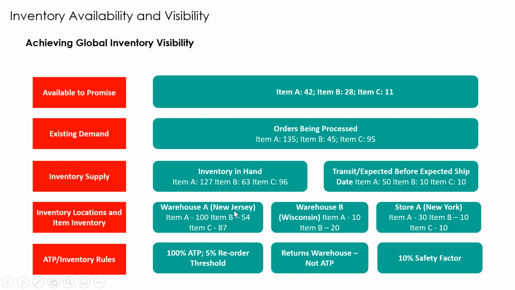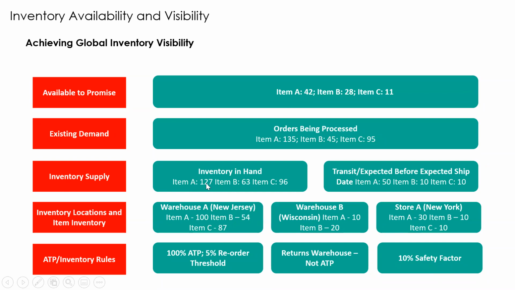So let's take the example of item A now. Warehouse A has 100 items that are fully available to promise. You have item A 10 here, but you're not going to consider it for ATP. You have item A here 30, but there's a 10% safety factor. So basically it's 27 plus 100, 127 of item A. That is the inventory in hand. You see here item A is 127.